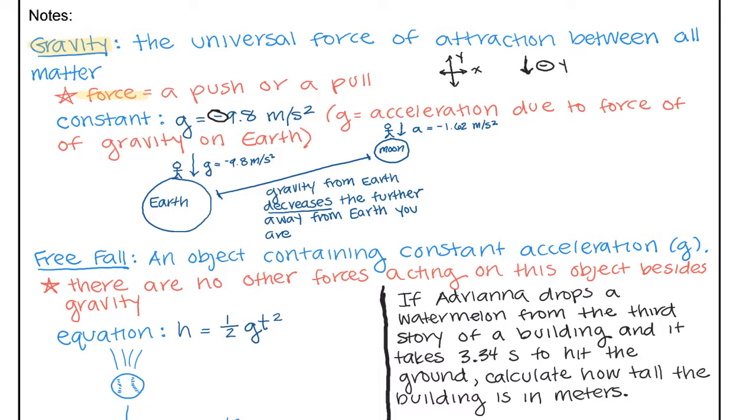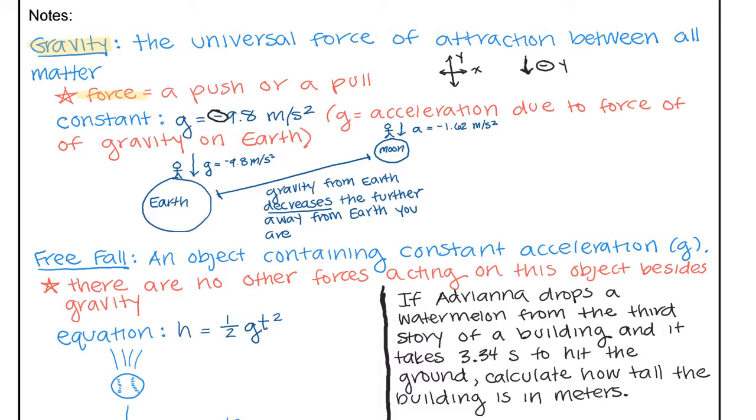Okay, so the acceleration due to gravity is what we call a constant. A constant means that it will never, ever change. So the acceleration of an object due to the force of gravity on Earth is always going to fall with an acceleration of negative 9.8 meters per second squared.